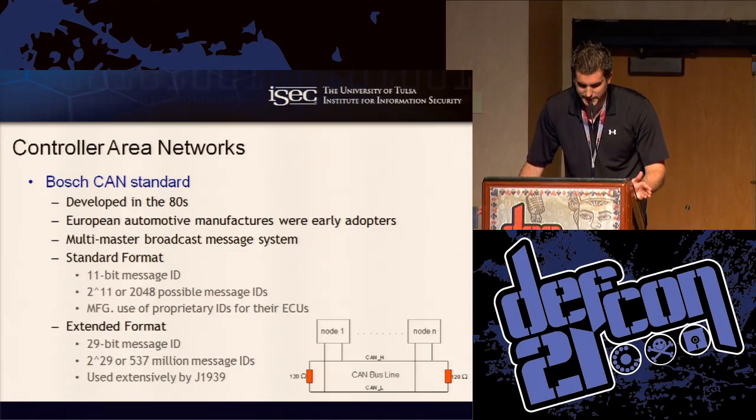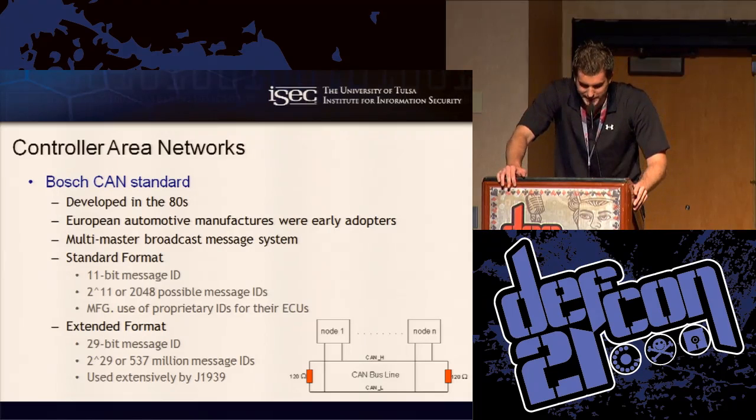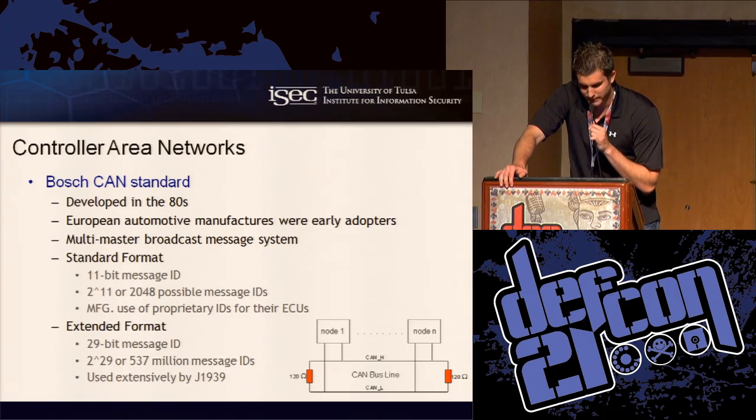And CAN is a multi-master broadcast bus system. So the idea obviously being that if one node were to transmit a message, then all other nodes on the bus would receive that message. Whether or not a node actually processes that message is dependent upon something called acceptance filters on the actual CAN controller itself. So if a message matches up with the acceptance filter, it then gets passed on to the microcontroller for further processing. Otherwise, it's disregarded.